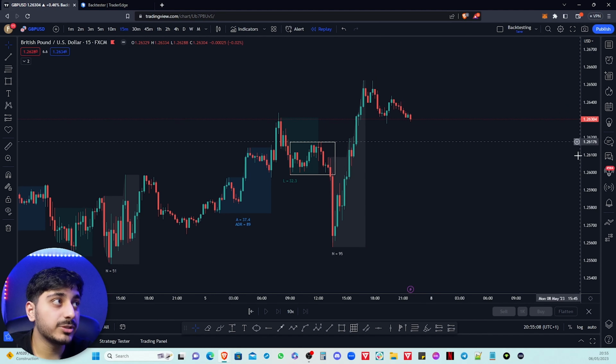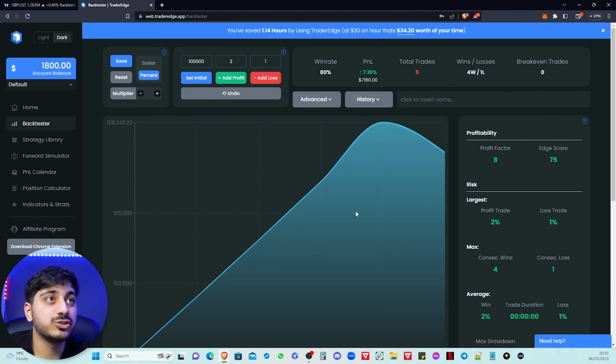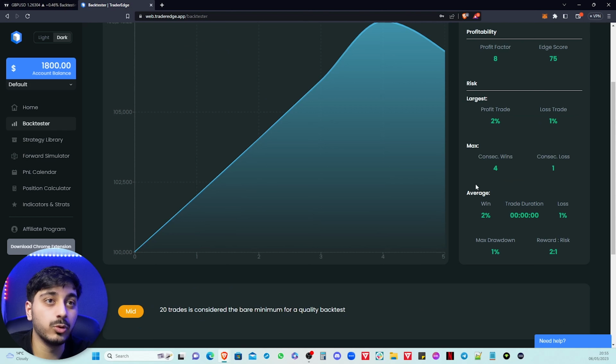So what I'm going to do now is I'm going to quickly share with you the backtesting results of this strategy. So there's only been 5 trades because we're 5 months in, as you can see from here. 80% win rate, looking really good. 7.16%. So as you can see, it's making 2% and risking 1% on a trade. 4 wins, 1 loss. Really nice, really simple trading strategy. If you are someone who trades the news like I do occasionally, this is something that you can look into.